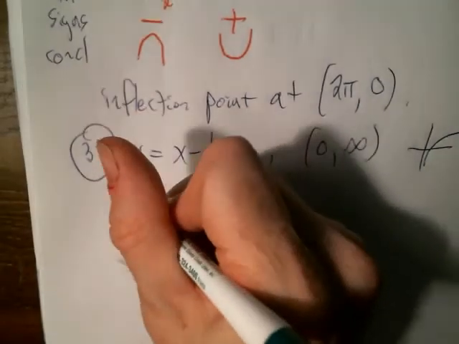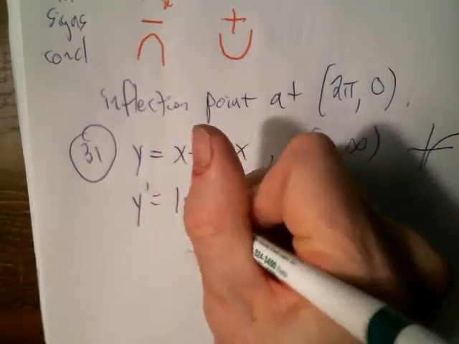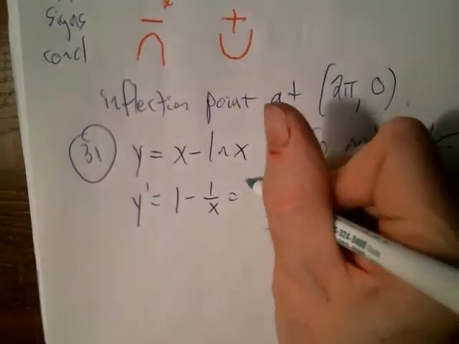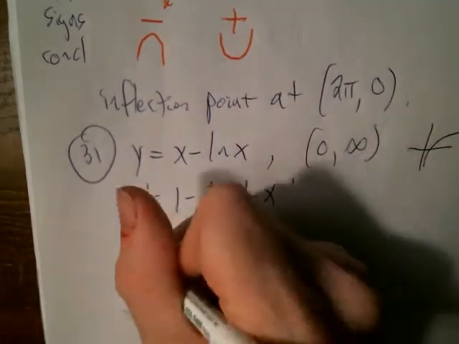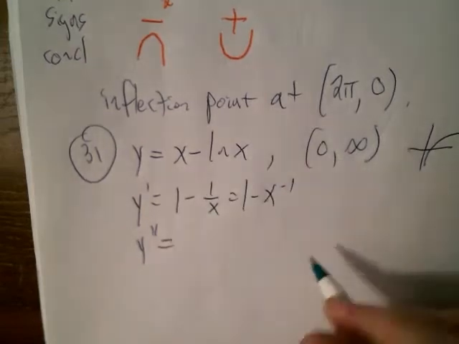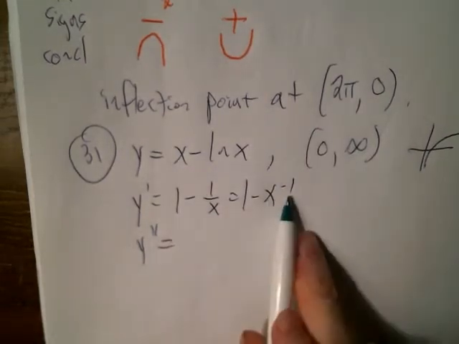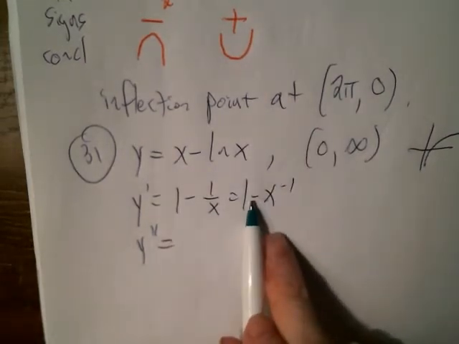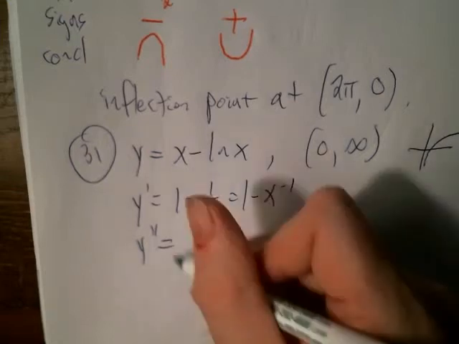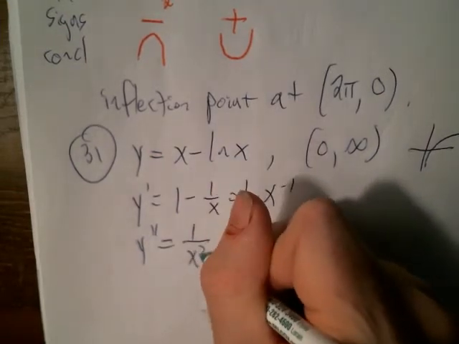All right, let's get the second derivative. Y prime is 1 minus 1 over x. In other words, 1 minus x to the negative 1. Y double prime is then, well, the derivative of 1 is 0. The derivative of this, bring down negative 1, negative times negative is positive, x to the negative 2. So 1 over x squared.